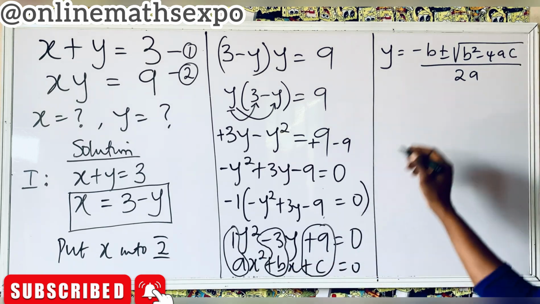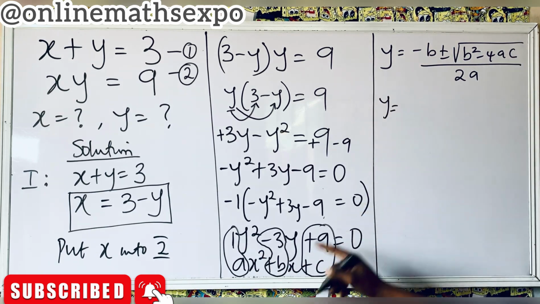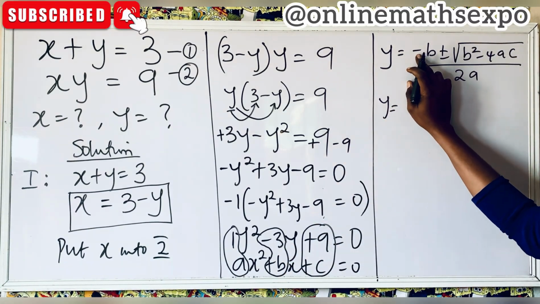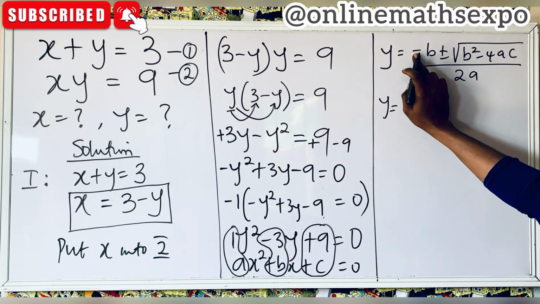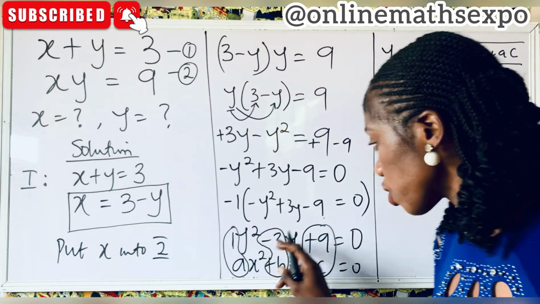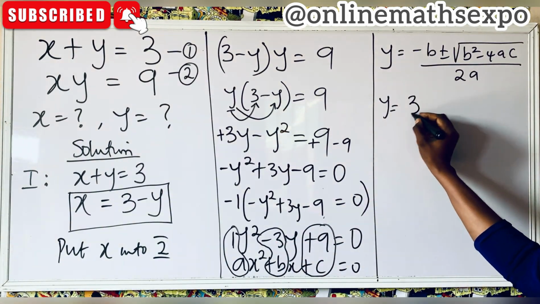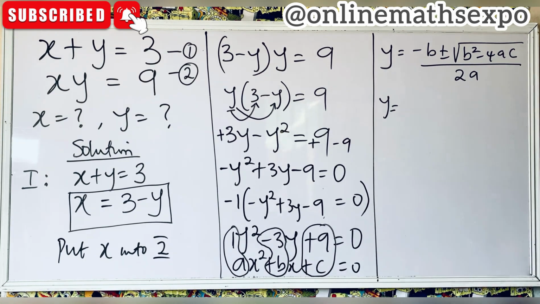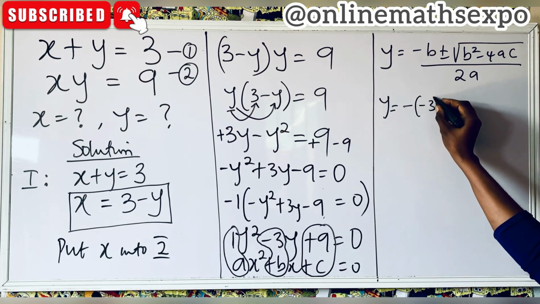So this is going to give us y is equal to, our b is negative already, but remember the formula has a negative sign. The essence of this is to have effect on whatever value of b. So this will make it +3. This negative will make this positive. Okay, let's write it out. So this is what we have.